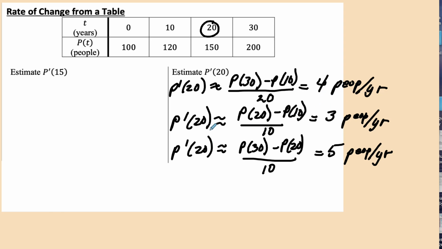You can also just use the number 20 and use a number that it's next to. So we could use 10. In that case, you would get 3 people per year. P prime of 20, if you use the other side, 30 and 20, you would get 5 people per year. Remember, this is just an estimate. So all of these are really good estimates of the instantaneous rate of change at 20.